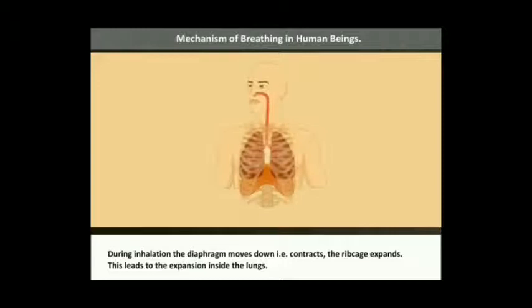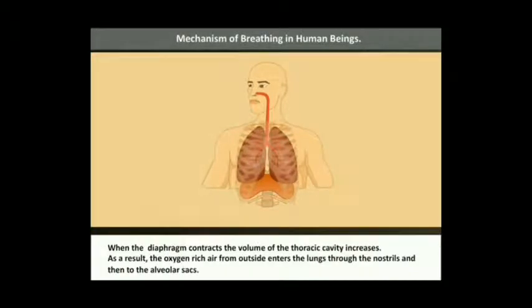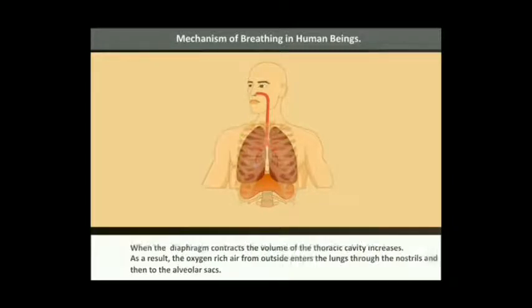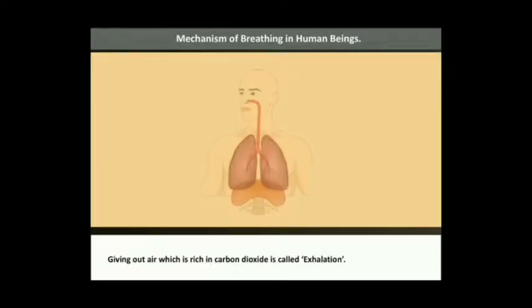During inhalation, the diaphragm moves down, that is, contracts, and the rib cage expands. This leads to the expansion inside the lungs. When the diaphragm contracts, the volume of the thoracic cavity increases. As a result, the oxygen-rich air from outside enters the lungs through the nostrils and then to the alveolar sacs.